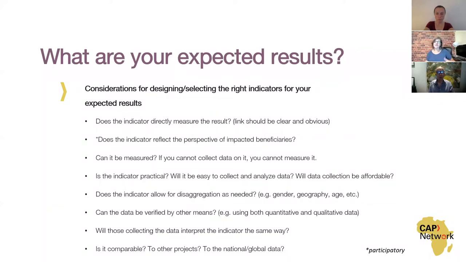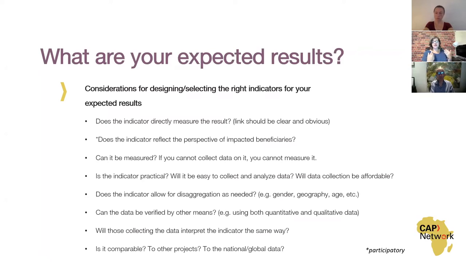Does the indicator you've selected allow for disaggregation as needed? So depending on, and disaggregation means separating out by beneficiary group. So depending on the focus or goals of your program, you may want to be looking at female and male beneficiaries separately. You may want to be looking at adults and youth separately. You may want to look at farmers versus entrepreneurs. There's many different ways of breaking out your data that might be relevant to your particular community, your particular project. So make sure that your indicators allow you to break that out and your data collection allows for that.